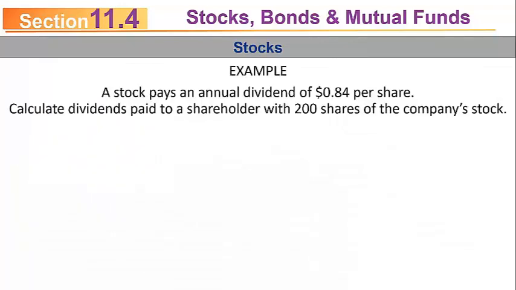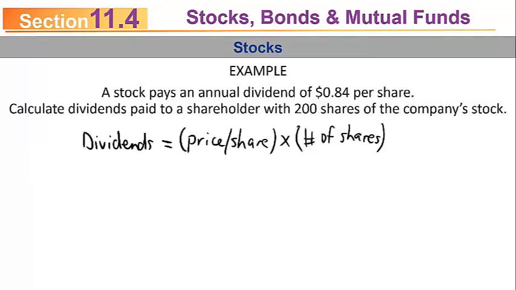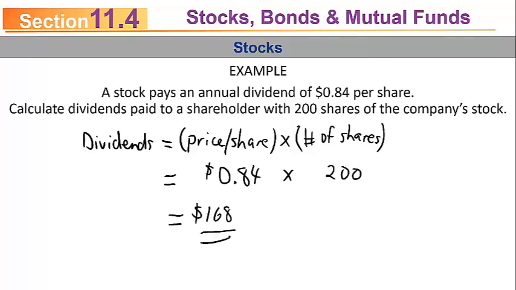Here's an example. A stock pays an annual dividend of 84 cents per share. Calculate dividends paid to a shareholder with 200 shares of the company's stock. It's simple as it looks. Dividends are the price per share times the number of shares. So the price per share is 84 cents. The number of shares that the shareholder owns is 200. 200 times 0.84 is $168. So that stock would pay $168 annual dividend to that particular stockholder with 200 shares of stock.